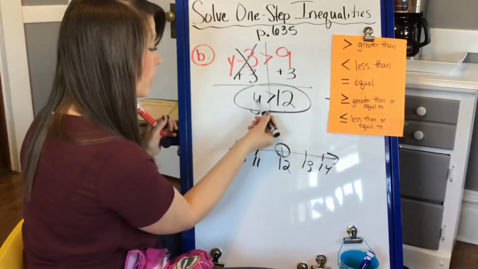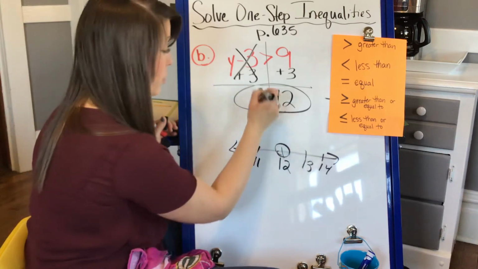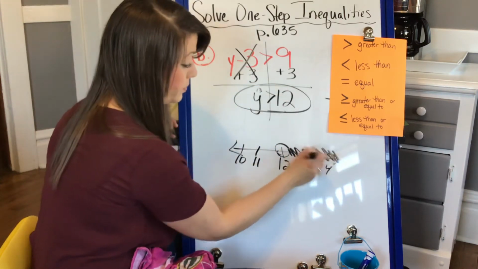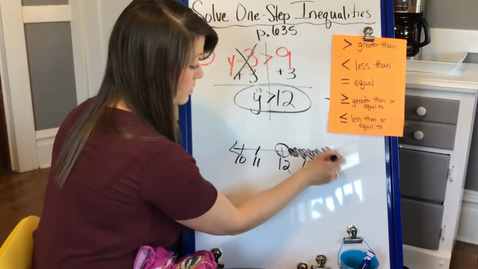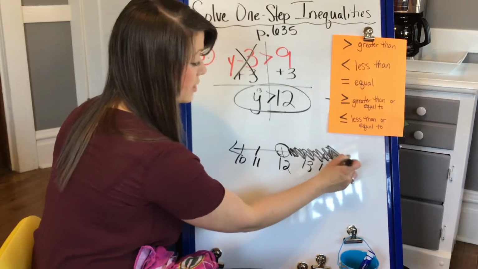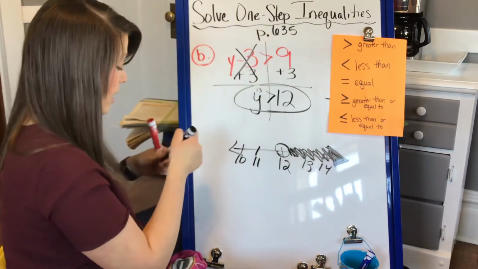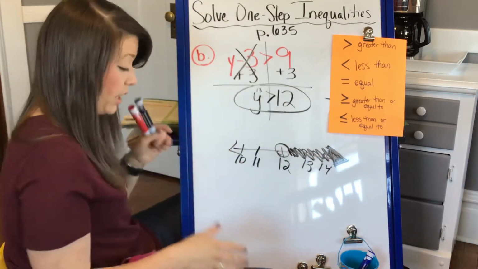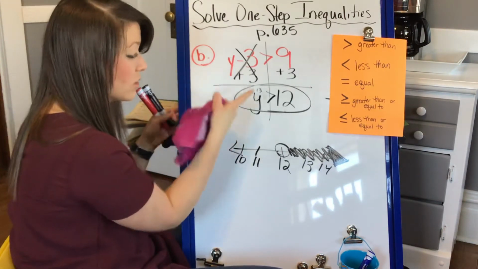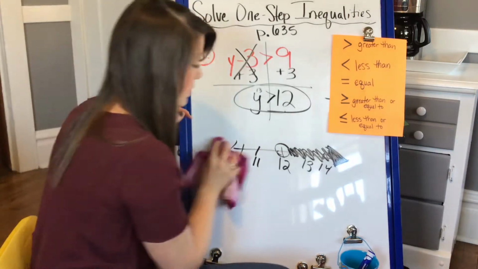Now I'm thinking, what number could I plug in that would be greater than 12? I'm going to do 13. 13 is greater than 12, so that means I shade that direction. I'll shade that way. And again, these are the messy ones, and that's okay. So again, first I solve, then I graph. The graphing is exactly what you did in lesson 6.